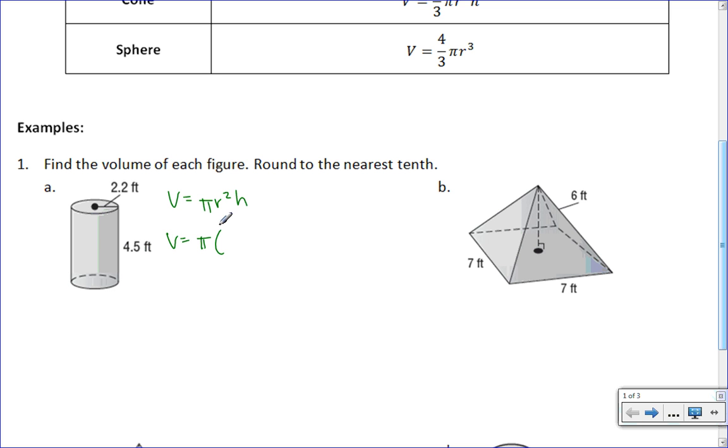So pi times radius, which is 2.2, squared, times height, which is 4.5. And then you should be able to put this in the calculator from here. And you should get, rounded to the nearest tenth, 68.4 cubic feet.